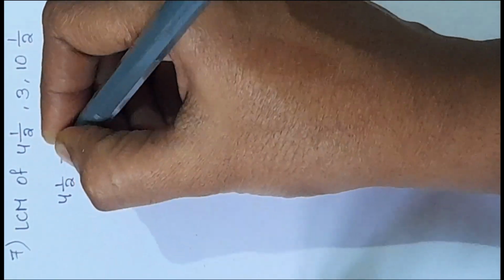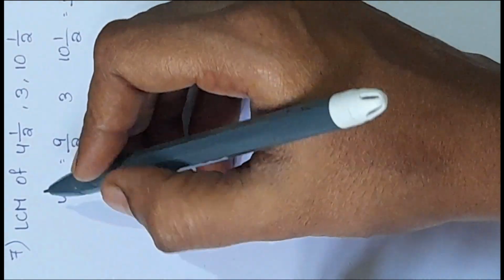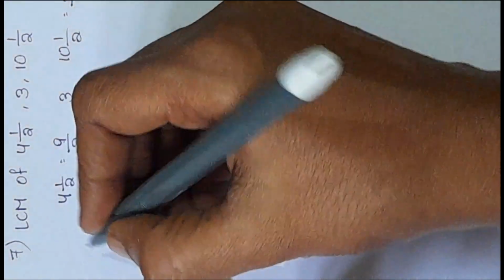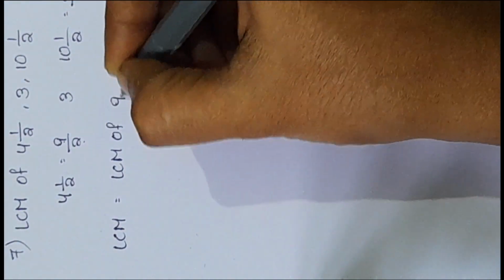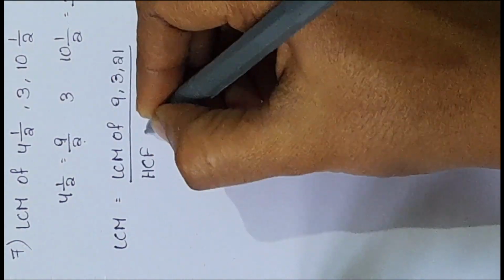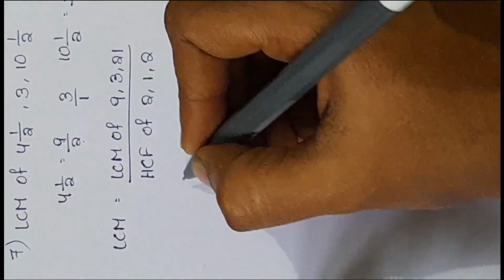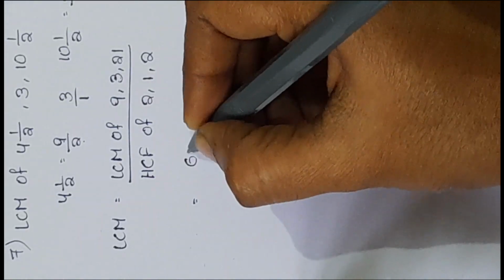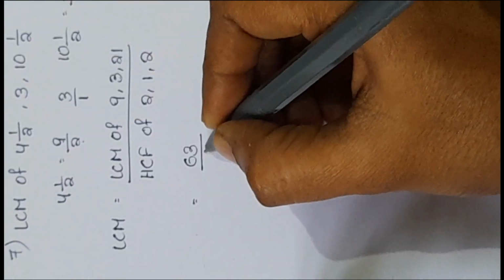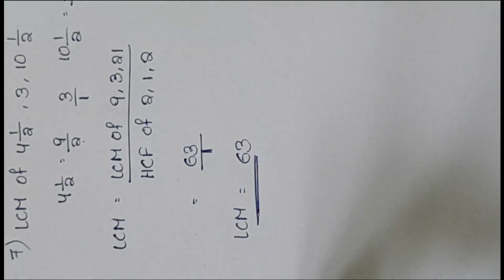So 4 1/2 is equal to 9/2, 3, and 10 1/2 is equal to 21/2. Now the fractions are 9/2, 3 and 21/2. To find the LCM of these fractions, we should find the LCM of 9, 3 and 21 by the HCF of 2, 1 and 2. The LCM of 9, 3 and 21 is 63. The HCF of 2, 1 and 2 is 1. So the LCM of the given fractions is 63.